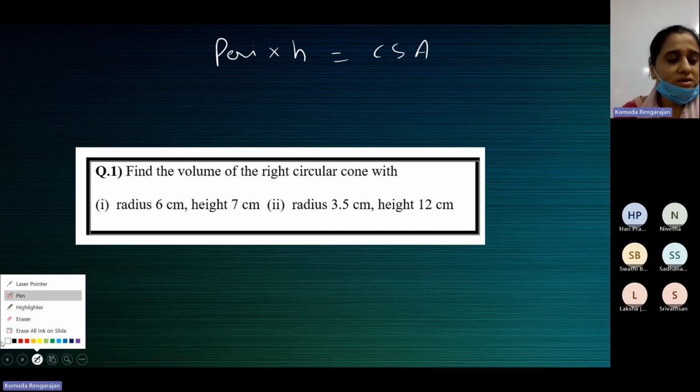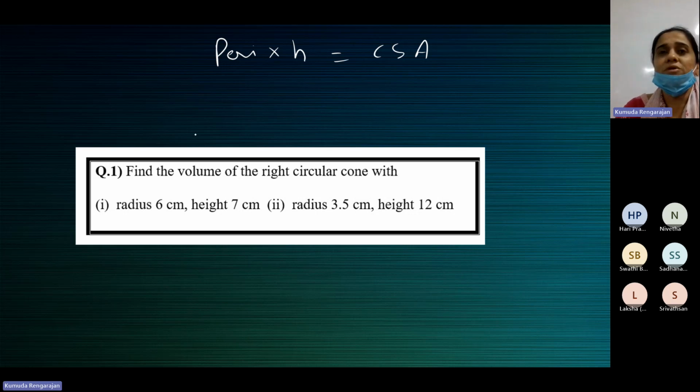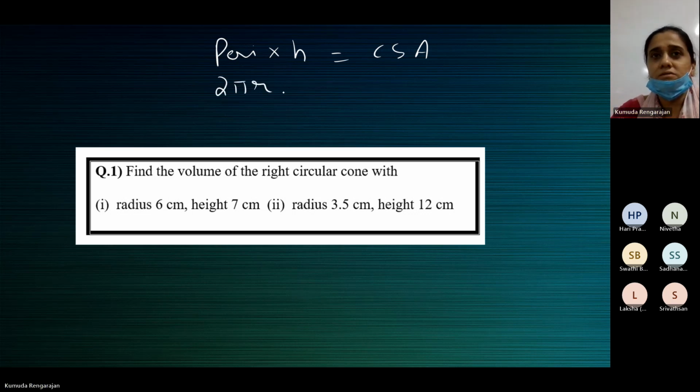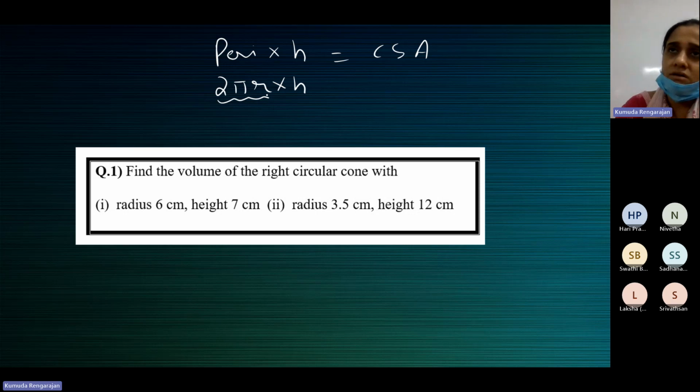What is the perimeter of a circle? Perimeter meaning circumference of a circle. 2 pi r. Circumference of a circle. Pi r square is the formula to find the area. 2 pi r into h. The cross section of which solid is a circle? Cylinder.